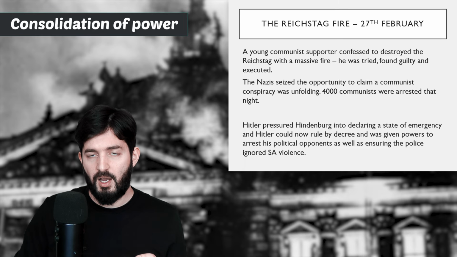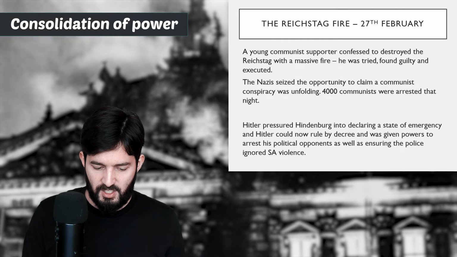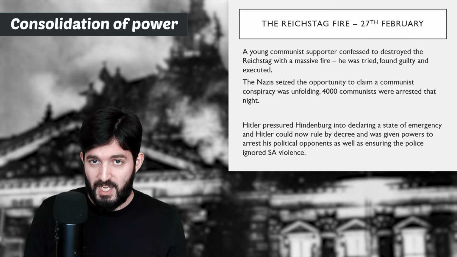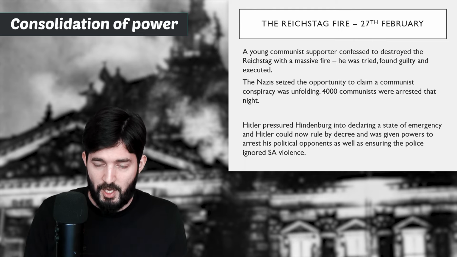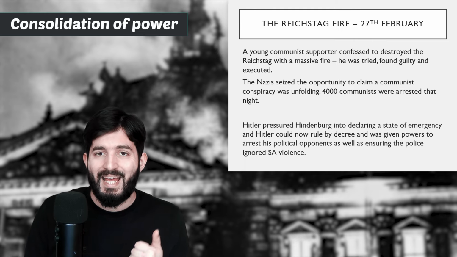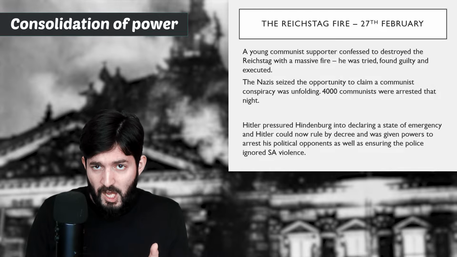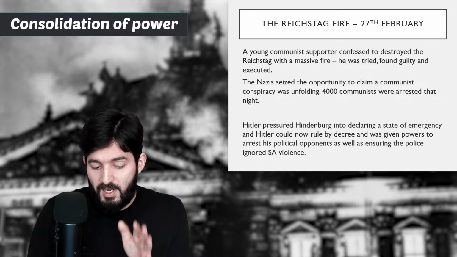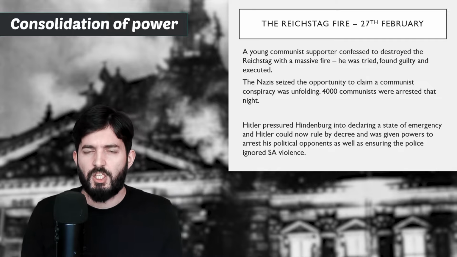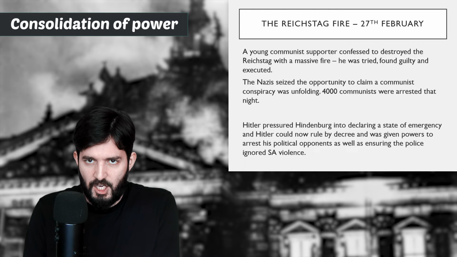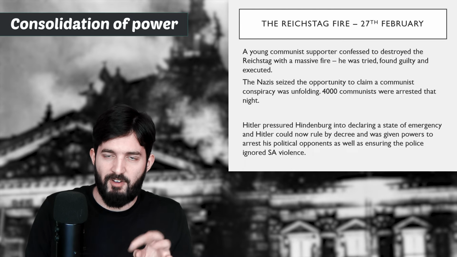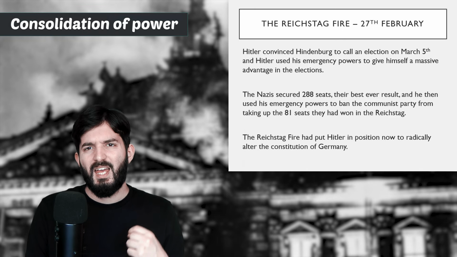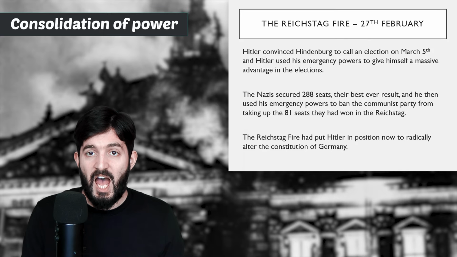Hitler convinces Hindenburg to declare a state of emergency, which means that Hitler can now rule by decree, and is given, crucially, two powers as a consequence of this new emergency state. Number one, he can arrest his political opponents without trial or charge, and he's also able to ensure, as a consequence, that the police ignore any SA violence. Okay, so he's got emergency powers. He uses that to make the police ignore his own supporters' violent actions, and he also starts to arrest and round up his opponents as well. He uses this to give him an advantage at the next election.